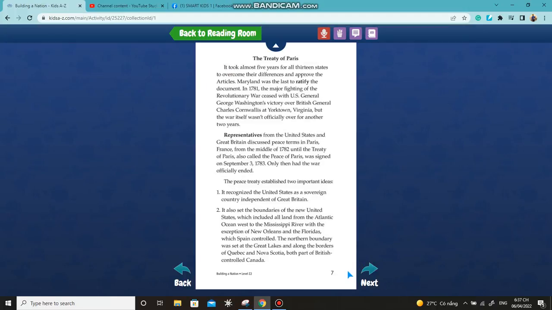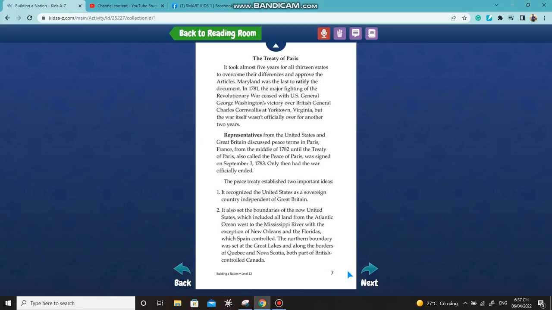The Treaty of Paris. It took almost 5 years for all 13 states to overcome their differences and approve the Articles. The state of Maryland was the last to ratify the document. In 1781, the major fighting of the Revolutionary War ceased with U.S. General George Washington's victory over British General Charles Cornwallis at Yorktown, Virginia. But the war itself wasn't officially over for another 2 years.